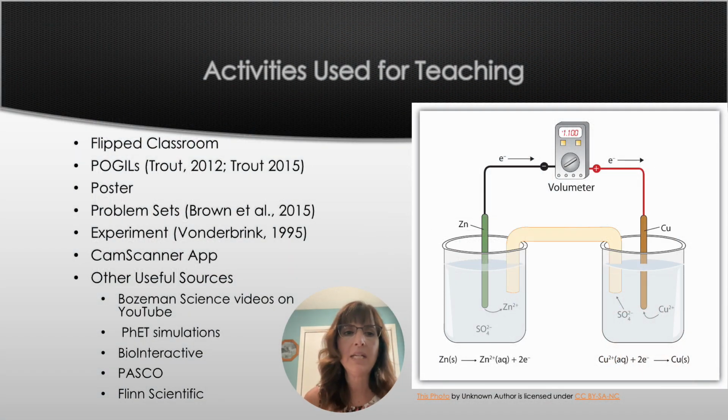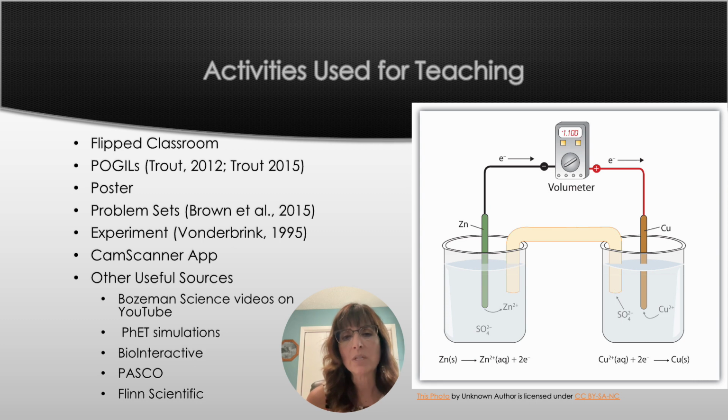These are the activities and/or resources I'm going to use in this unit. I'm going to use a flipped classroom. I'm going to use two POGILs. One comes from the regular chemistry book, one comes from the AP chemistry book. We're going to create a poster. We're going to do a problem set, which is pretty much just math. We're going to do a really amazing, awesome experiment.